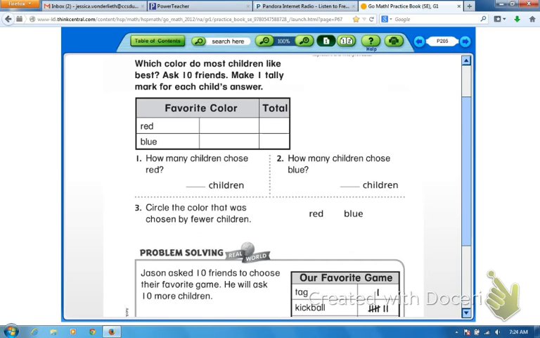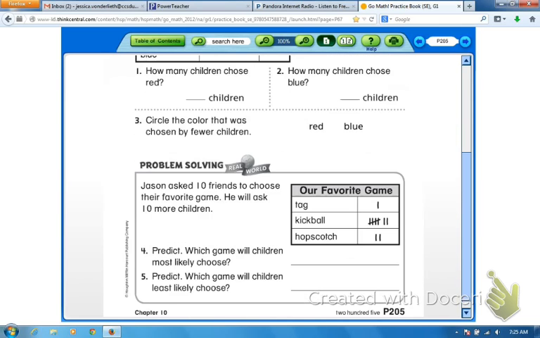At the bottom, the problem solving gives them a tally chart. They have to be able to read it and answer those questions. Predict which game children will most likely choose. We can see that kickball had the most votes, so we would say kickball would probably be what most of the children would choose. Which is the least likely to choose? That would be tag, because it only has 1 vote. So we're talking about the most votes and the least number of votes, and those are some of our new vocabulary words, most and least.